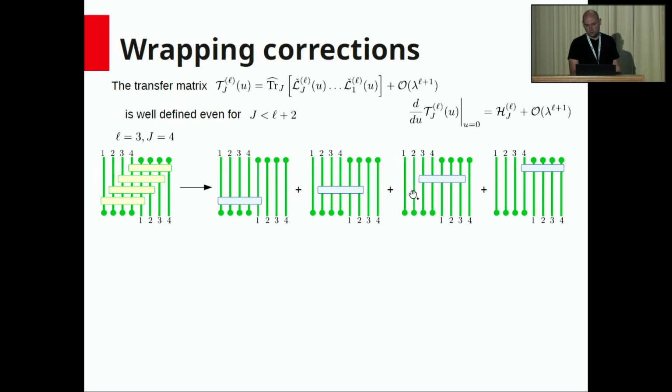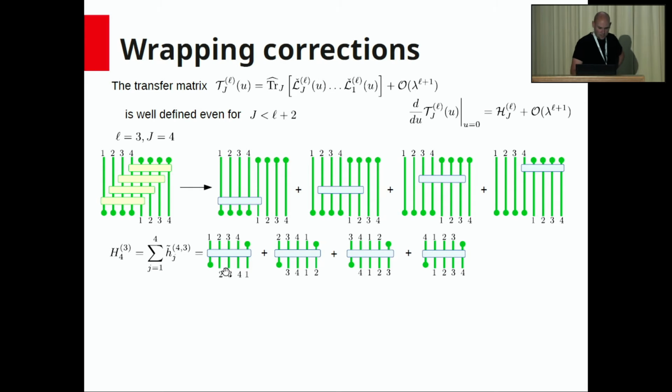Taking the derivative, we obtain a sum of 4 terms. These blue boxes are the derivative of the Lax operator, which is just the Hamiltonian density by definition. And we can do this summation for these legs, and also these legs, and also these legs. So we obtain this sum. The first term is just the twisted trace of the Hamiltonian density. The second term is a cyclic shift of the first one, the third term is the double shift of the first one, and so on.